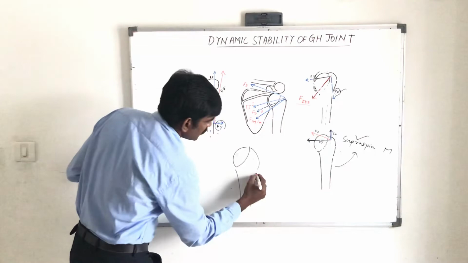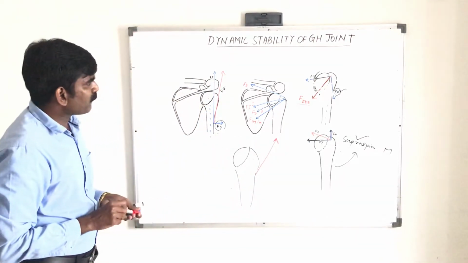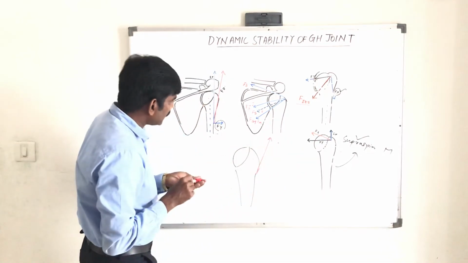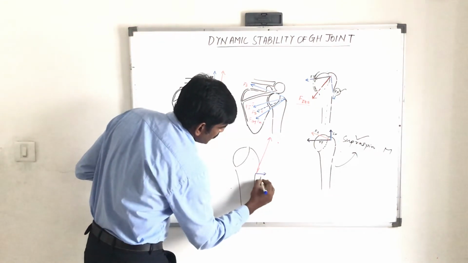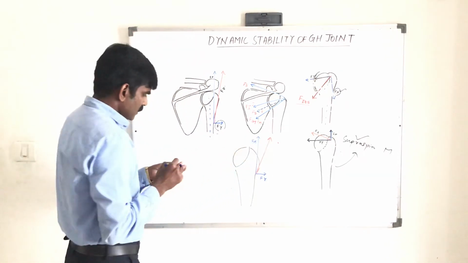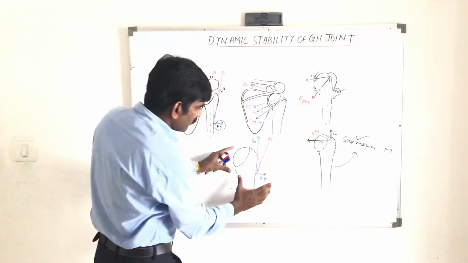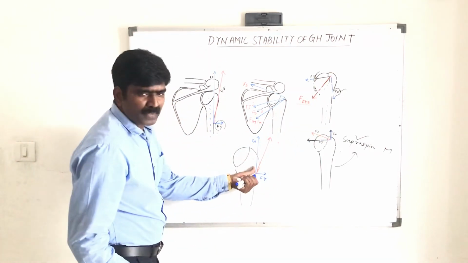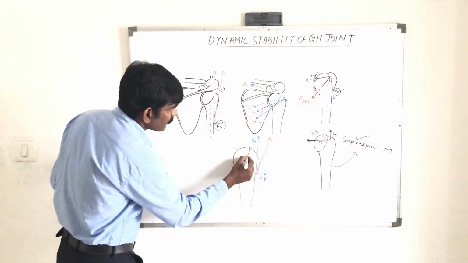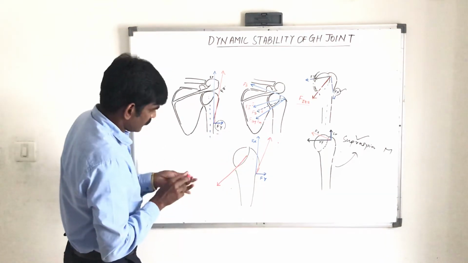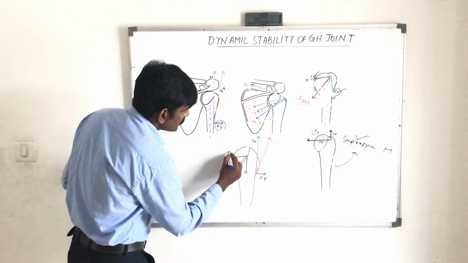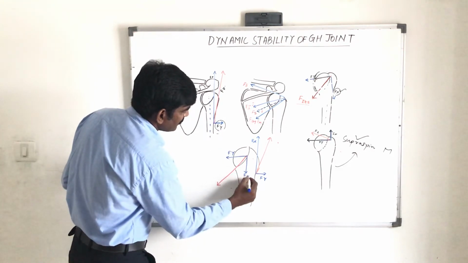Clear? So this one is the resultant force vector of the deltoid, and this is the Fy component, and this is the Fx component. Clear? So now this is the resultant force vector of the deltoid. Now I will draw the resultant force vector of the ITS. This is Fy and this one is Fx.